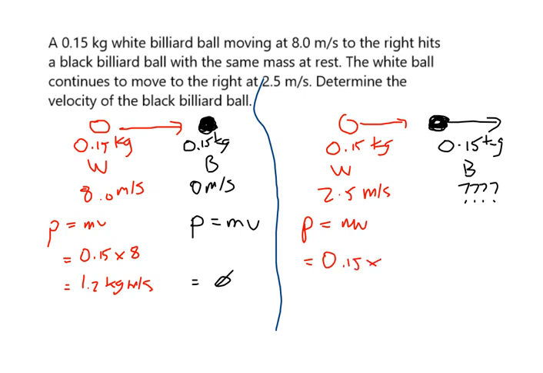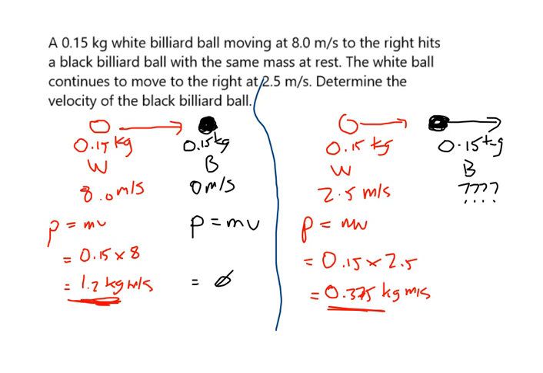So if I go back to red here, this guy's momentum is mv, which will be 0.15 times 2.5. So what happened to the white ball? It lost some momentum, right? 0.15 times 2.5 gives you 0.375 kilogram meters per second. Momentum was lost. It used to have this much momentum. Now it only has this much momentum. Where did the lost momentum go?